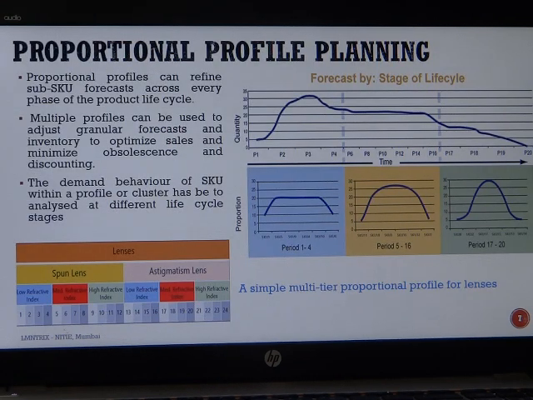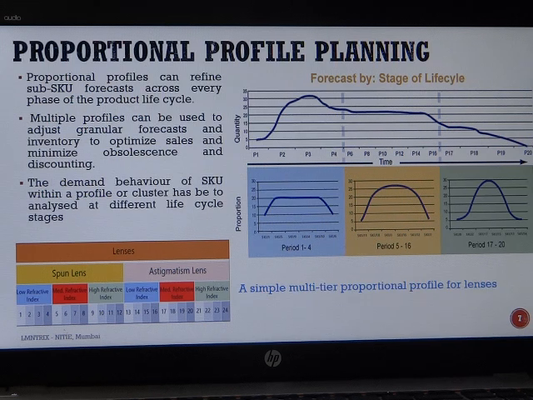Now for the proportional profile planning, as you can see on the right hand side, the proportional profiles can refine sub-SKU forecasts across every phase of the product life cycle. Multiple profiles can be used to adjust granular forecast and inventory to optimize sales and minimize obsolescence and discounting. The demand behavior of SKUs within a profile or a cluster has to be analyzed at different life cycle stages. A simple multi-tier proportional profile for the lenses has been shown.